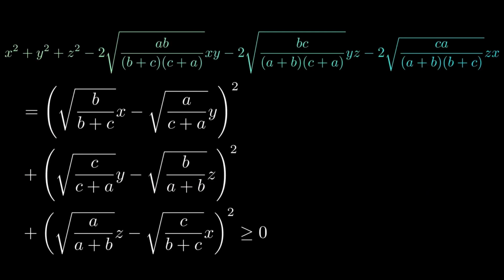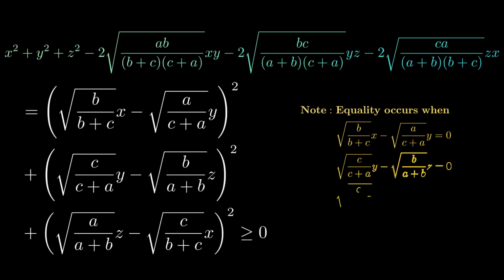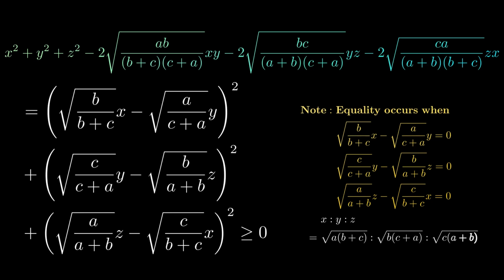And if you are curious about the equality case, it happens only when all the square terms are 0, which you can figure out that x, y, and z must be in the ratio of square root of a times (b plus c) to square root of b times (c plus a) to square root of c times (a plus b). And all such triplets of real numbers x, y, and z will give equality.